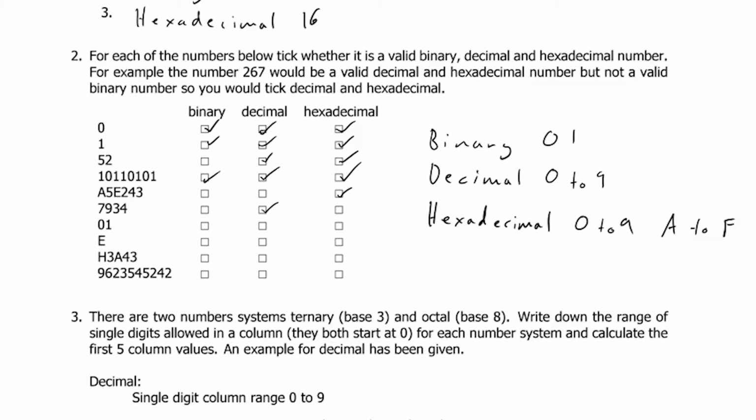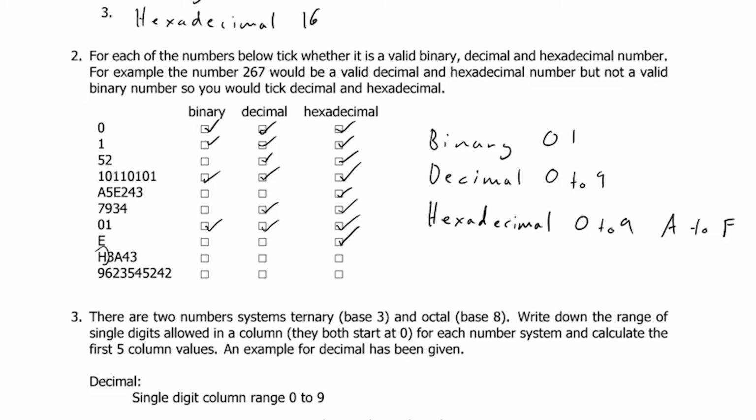7934 is valid for decimal, valid for hexadecimal. 01, that's valid for binary, decimal, and hexadecimal. You can just ignore the 0 at the beginning. It would be like if you had decimal number 34 and just added a 0 at the beginning. It doesn't actually make any difference. The letter E is obviously not valid for binary, decimal, but is valid for hexadecimal as it's in A to F.